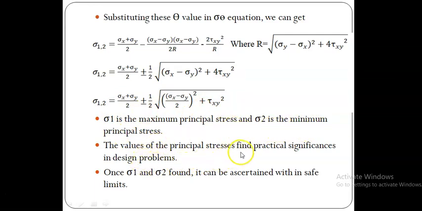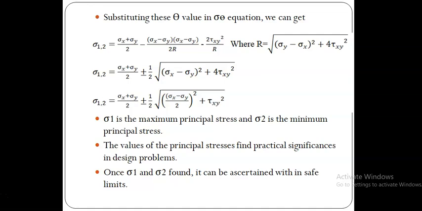The values of principal stress find practical significance in design problems. Once sigma 1 and sigma 2 are found, it can be ascertained whether the stresses are within the safe limits or not. So the main purpose of finding sigma 1 and sigma 2 is this: suppose we apply a normal stress, it may be tensile, on any particular material. If we apply any tensile stress, that material has a permissible stress value. Am I correct?